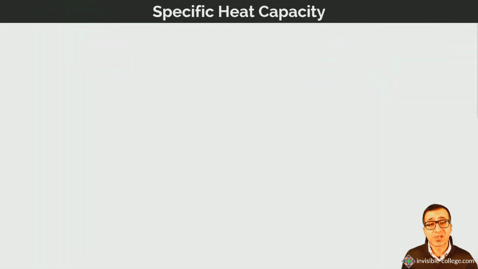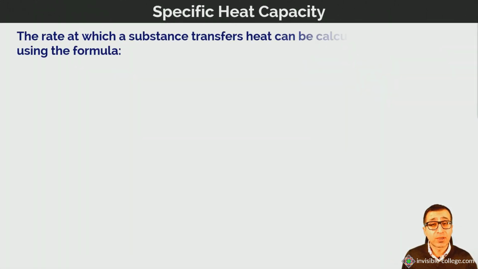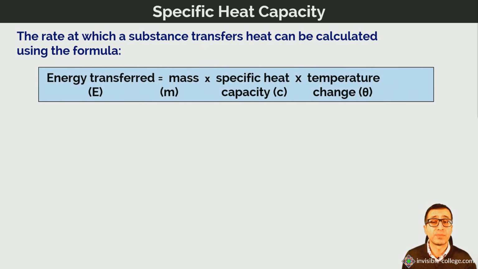So the rate at which a substance transfers heat can be calculated using a formula which includes the specific heat capacity of the material. So the heat energy transferred. Now this also applies to cooling. If you take a certain amount of heat energy away from the material, its temperature will fall in accordance with the amount of material that you've got in kilograms and its specific heat capacity in joules per kilogram degree centigrade. And the formula that connects these is this one.